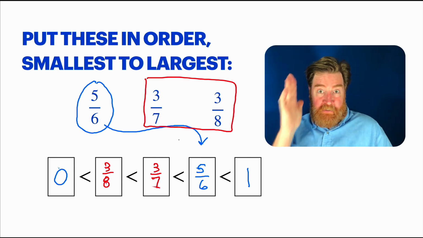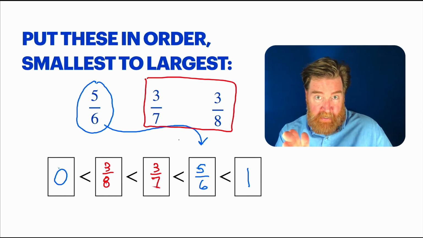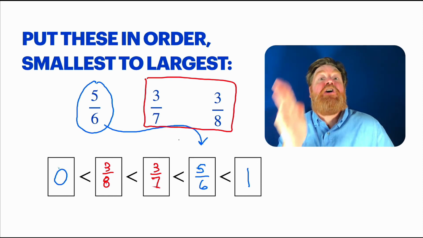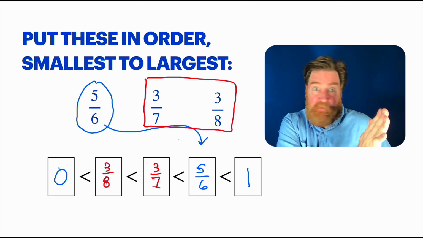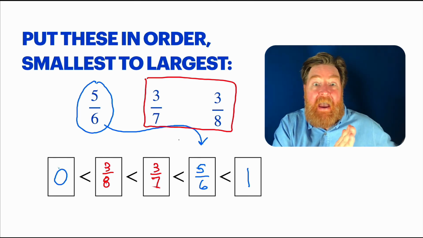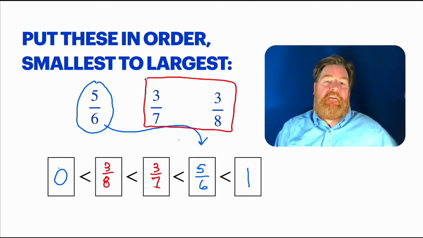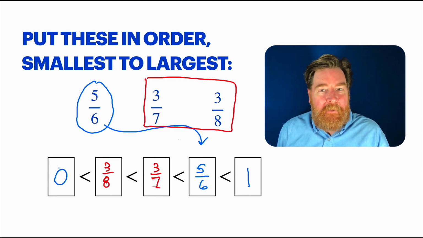So right in order, 0, then the next biggest number is 3/8. 3/7 is bigger than that. 5/6 is bigger than both of those because 5/6 is bigger than a half, and the other two are less. And then finally 1. Looking okay?